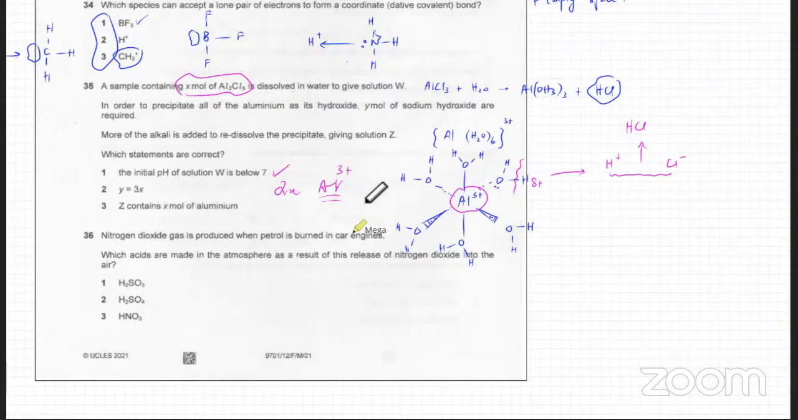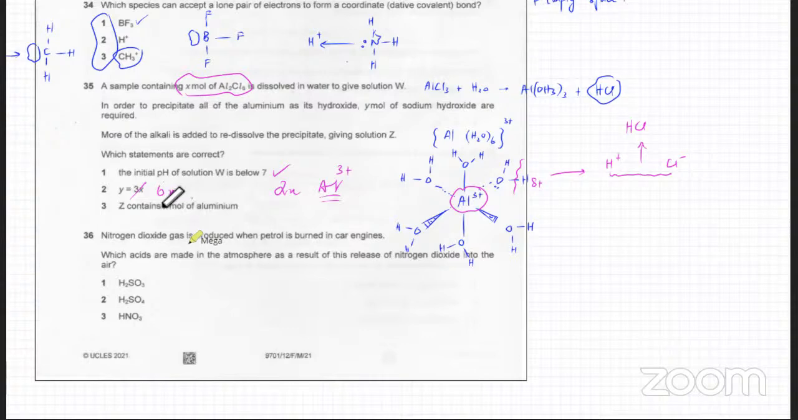So if you want to add OH- ions to this, one Al3+ needs 3 OH- ions, so 2x would need 6x. So this would be wrong. It's supposed to be 6x, not 3x. If it had been 1 aluminium ion, you would require 3 OH- ions, but since one molecule contains 2 aluminiums, the amount of OH- ions required would also be double.